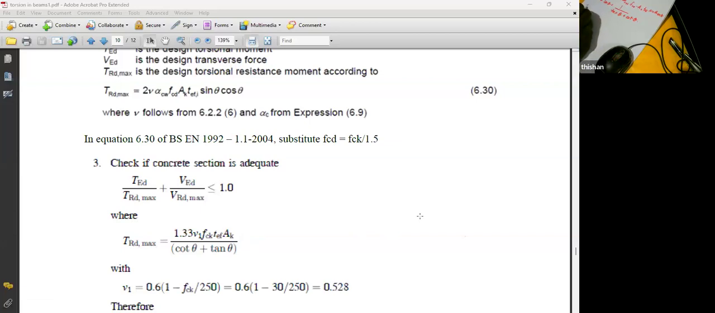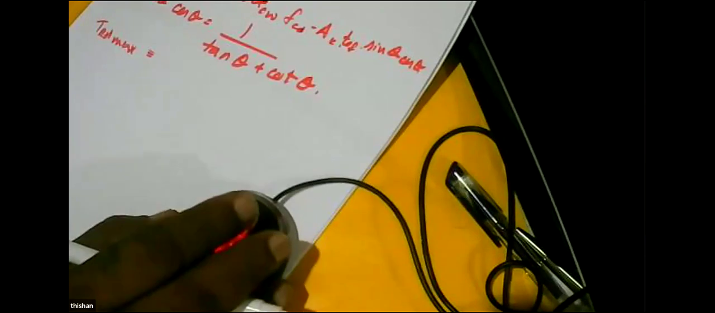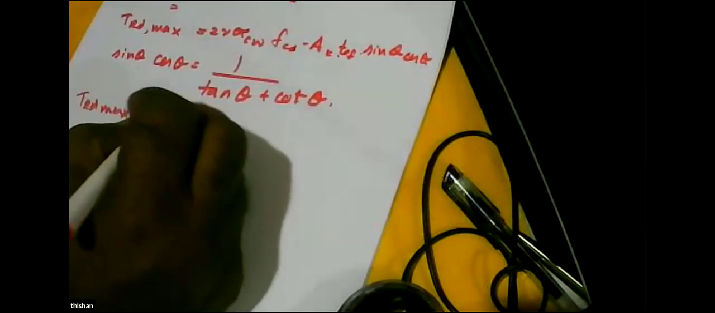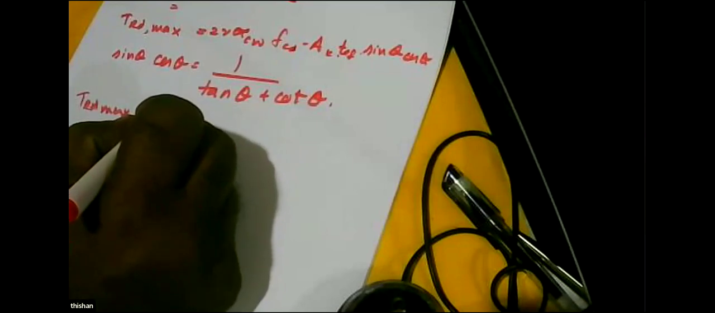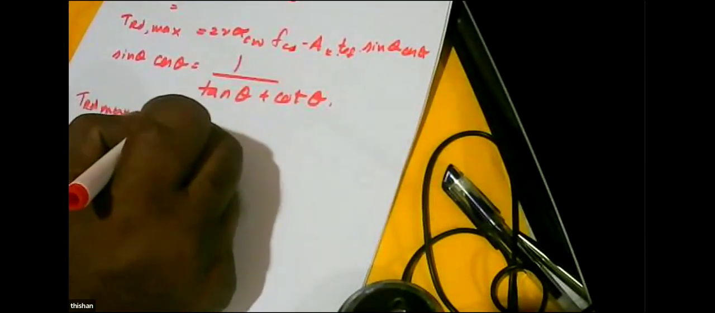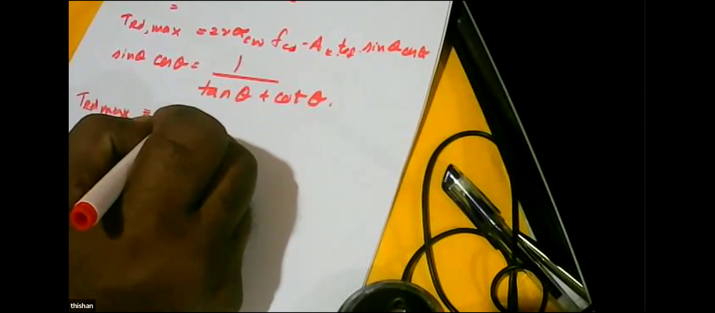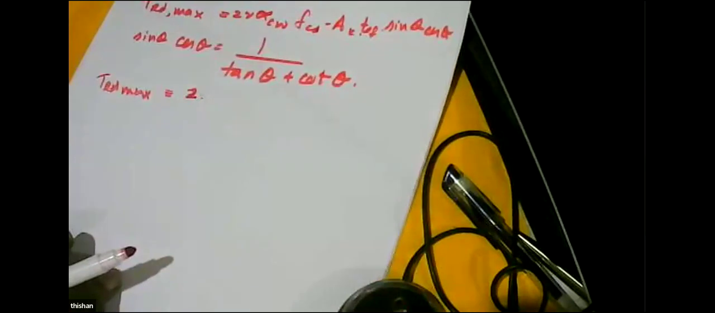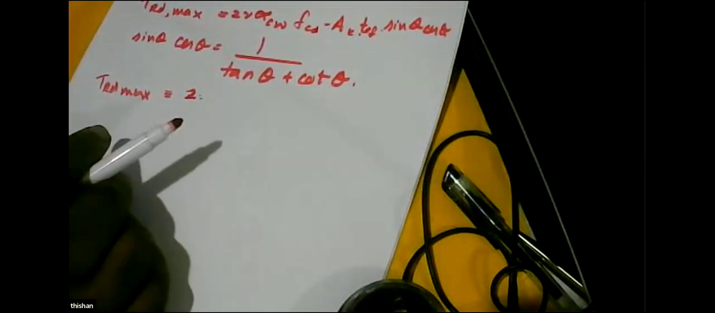So TRD max is equal to, I'll stop here. TRD max is equal to, you got the value 73.4. I'm just trying to show how to get that equation that is given in the note, because if you are writing a computer program, that equation is easier. Now you can see definitely you will write a computer program for this.